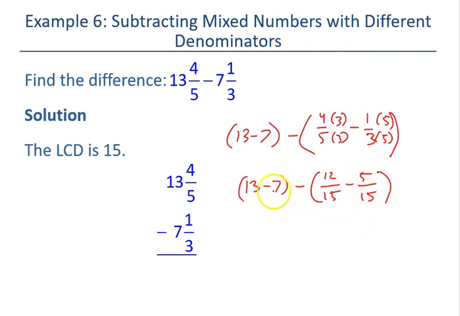Now we can continue on. 13 minus 7 is going to be a 6 minus, okay, 12 minus 5, well, 12 minus 5 is going to be 7. And that's going to give us 7 over 15. And so my final answer here is going to be 6 and 7/15.